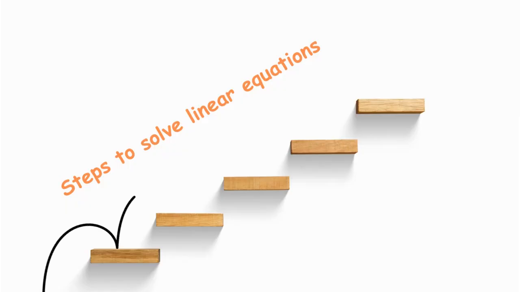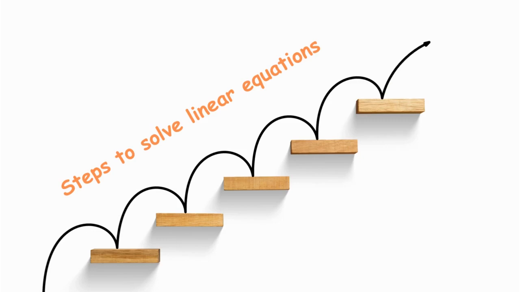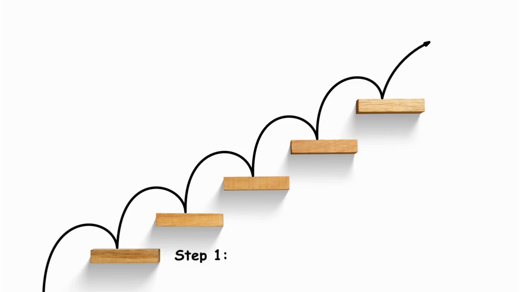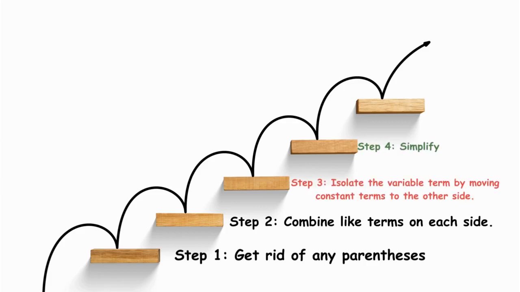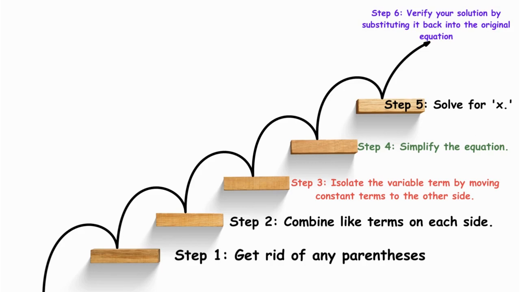Here are the steps we'll follow to solve any linear equation. Step 1. Get rid of any parentheses. Step 2. Combine like terms on each side. Step 3. Isolate the variable term by moving constant terms to the other side. Step 4. Simplify the equation. Step 5. Solve for x. Step 6. Verify your solution by substituting it back into the original equation.